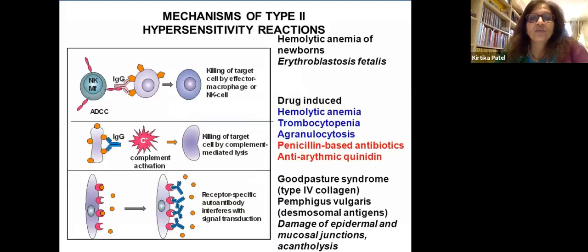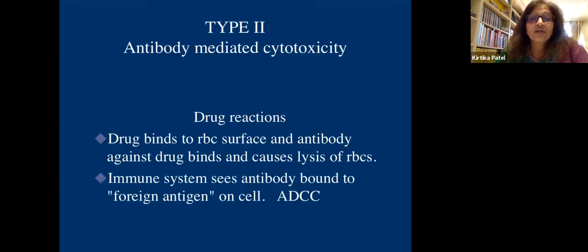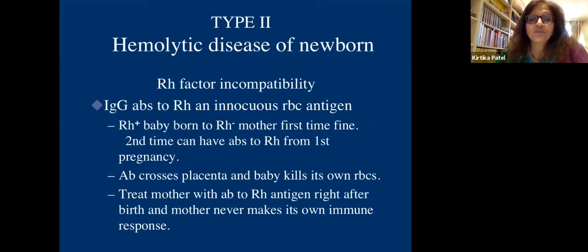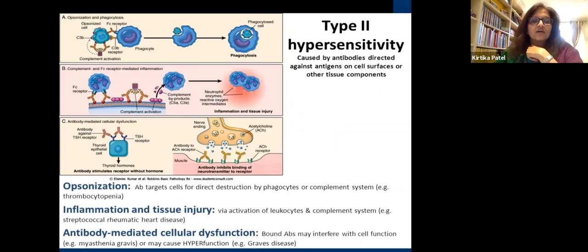So yes, ABO blood group mismatch, drugs could, and hemolytic disease of the newborn. We now know that we have RhoGAM that we can use for erythroblastosis fetalis. And these are the three ways. First is opsonization that can cause it. Secondly is via the complement system. And the third one is getting into the way of the receptors. So this was type 2.